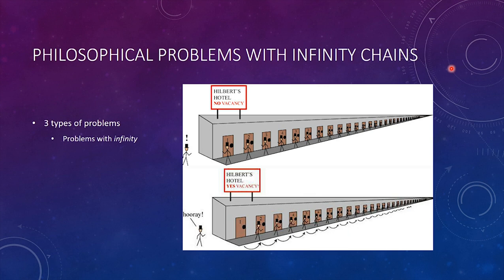But if the hotel is infinite, then we can open up more space by sending everybody down a room. The person in room 1 could go into room 2. The person in room 2 could go into room 3, all the way out. And this opens up more space so that now room 1 is open and somebody could go in.